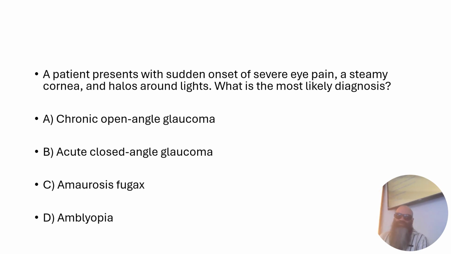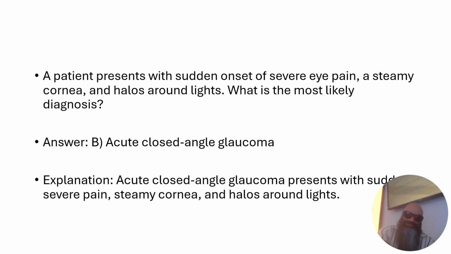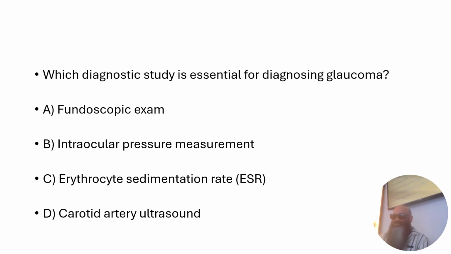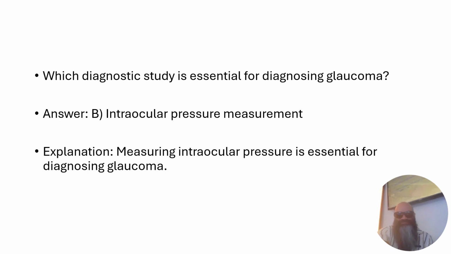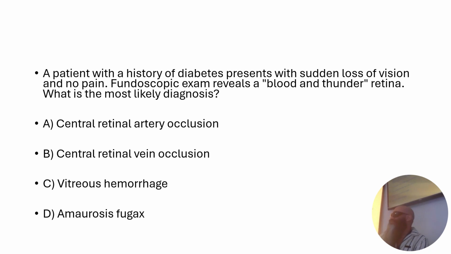Sudden onset of severe eye pain, steamy cornea, halos. What is most common? B. All right. Good work. Helps you study. Okay. So, which one's essential for diagnosing glaucoma? B. Not C. You sure? All right. Awesome. And how do you measure that? What is the instrument called? Tonopen? Okay. Tonopen. The little puff of air in your eyeball.